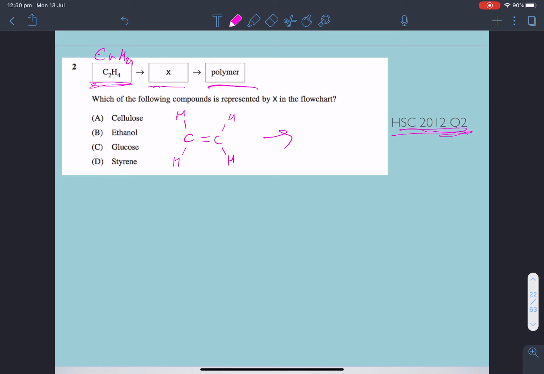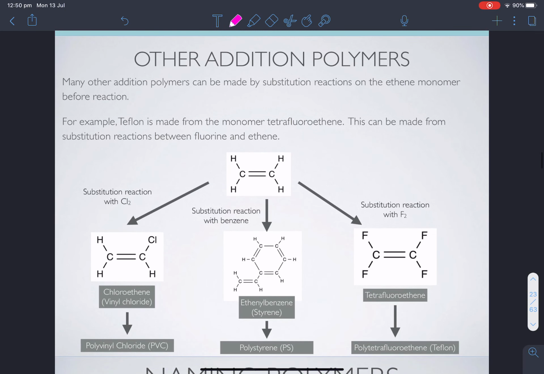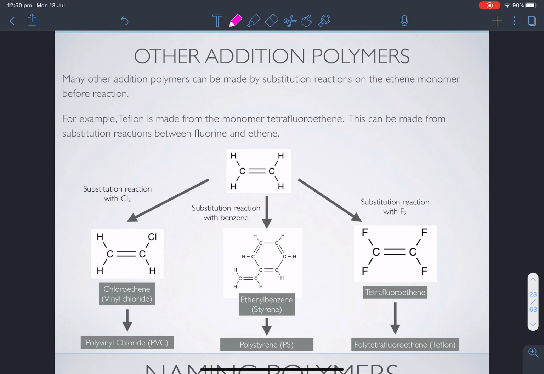Okay, I'm going to stop it there. Next time I'm going to look at how we can adjust ethene to make several different other polymers that are on that syllabus point. Thanks for your time.